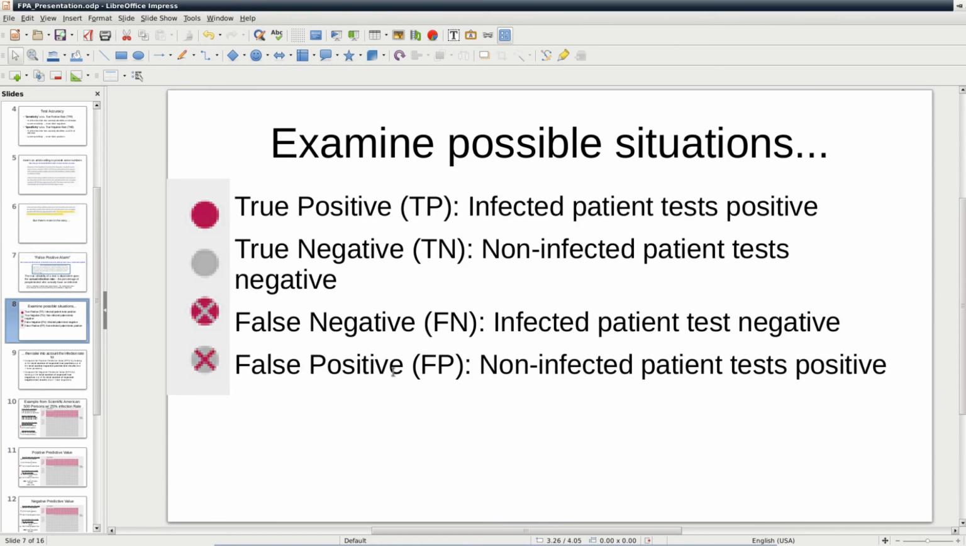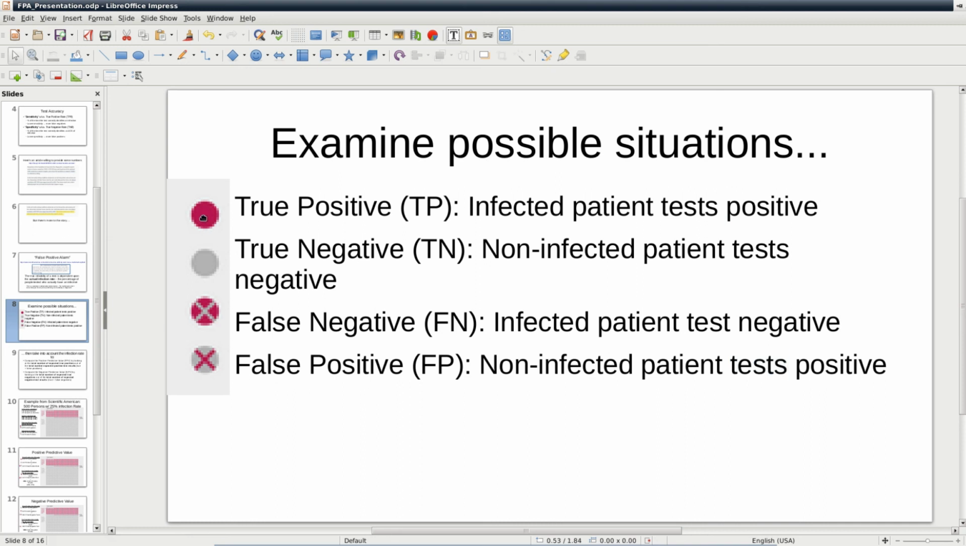The way it works is we start by looking at all our possible situations here. We have true positive, true negative, the good outcomes, and then we have false positive and false negative, which are the bad outcomes. Just to be really clear about what that means: true positive means someone who's infected tests positive. True negative, someone who's not infected tests negative. False negative, someone who is infected tests negative. And false positive, someone who is not infected tests positive.